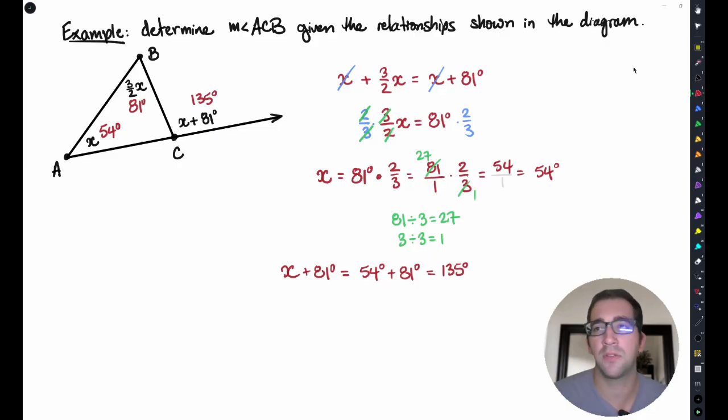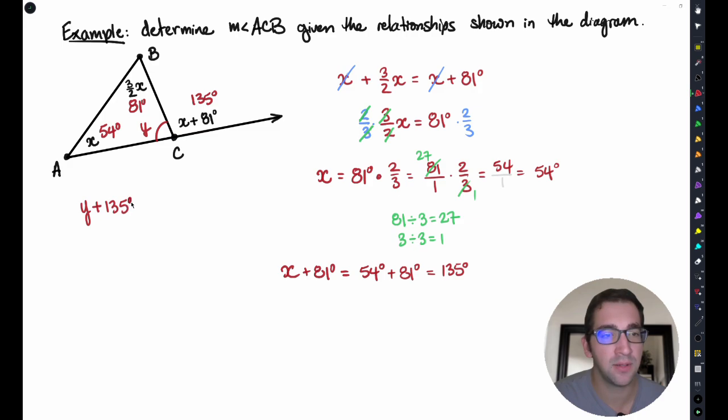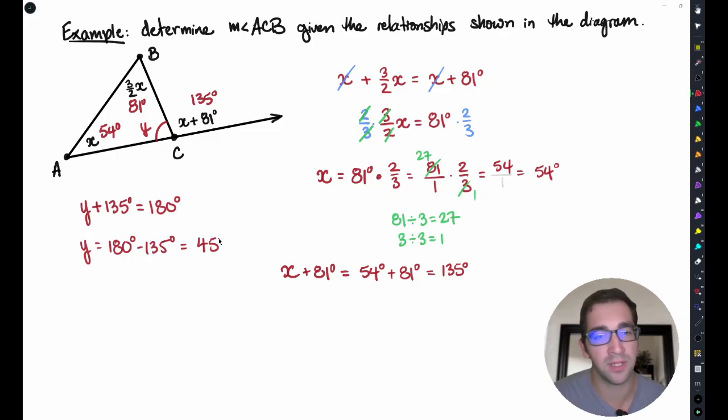We now need to determine the measure of angle ACB. The measure of angle ACB is asking us to find the measure of this angle here. I'm going to call this y. We know that that angle y and the exterior angle at C add up to 180 because they form a straight line. So we can then write y plus 135 degrees is equal to 180 degrees. If we subtract 135 from both sides, we get y equals 180 degrees minus 135 degrees, or y is 45 degrees. And that's the answer to our question.